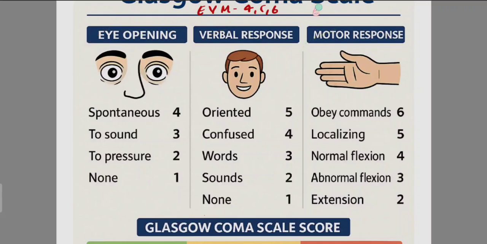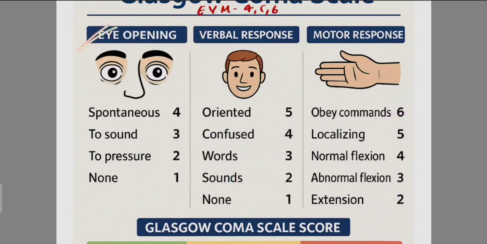We have eye opening, verbal response and motor response. How we'll remember is EVM, right? That is going to be 4, 5, 6. Just in case you forget in the exam, remember V comes in between, so V will be 5, and E is smaller, so that will be 4, and motor is going to be 6.